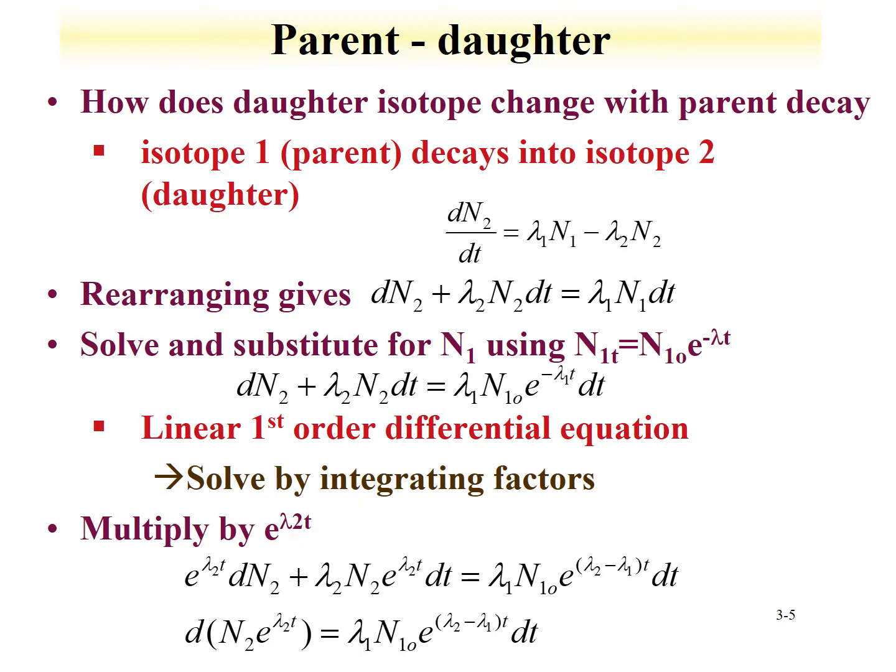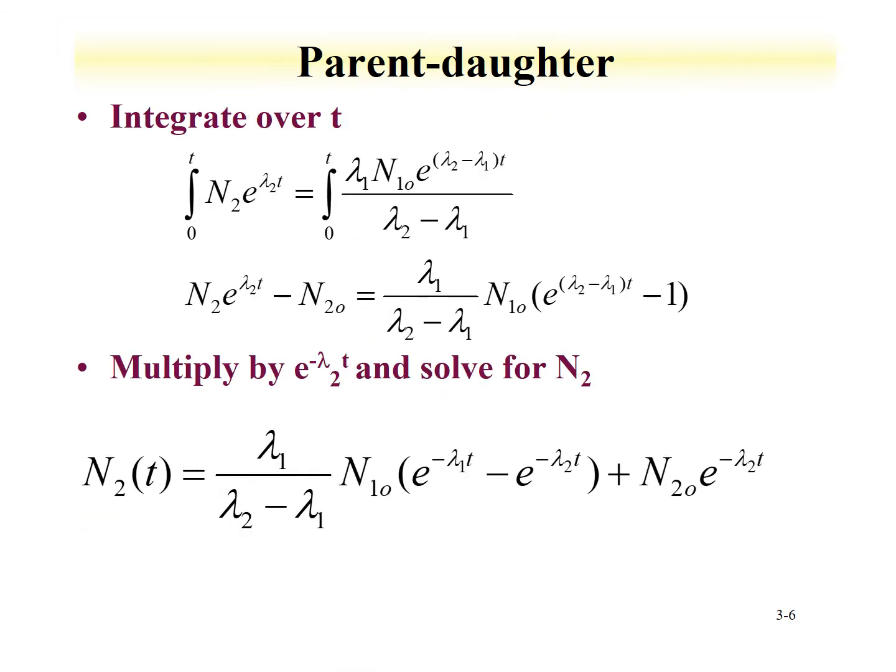The equation then becomes what we see here, where we get the change of N2 e to the lambda 2 t is equal to lambda 1, the initial amount of isotope 1, e to the lambda 2 minus lambda 1 t, with respect to time. So we've gone through the equations. We now have this equation. Now let's integrate over time. So let's provide the integral, and we get this term.